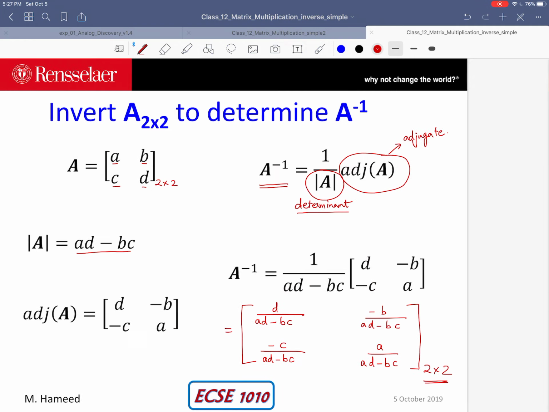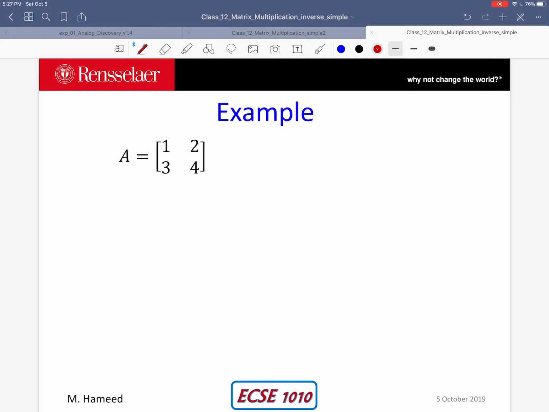Let's apply this to a numerical example. So if we have matrix A as 1, 2, 3, 4, a 2 by 2 matrix here, the determinant of A is going to be 4 times 1 minus 2 times 3, so it's -2. Adjoint of A or adjugate of A will be 4 and 1 will switch places, so this will be 4, this will be 1, and then the other two elements will be multiplied by a -1.